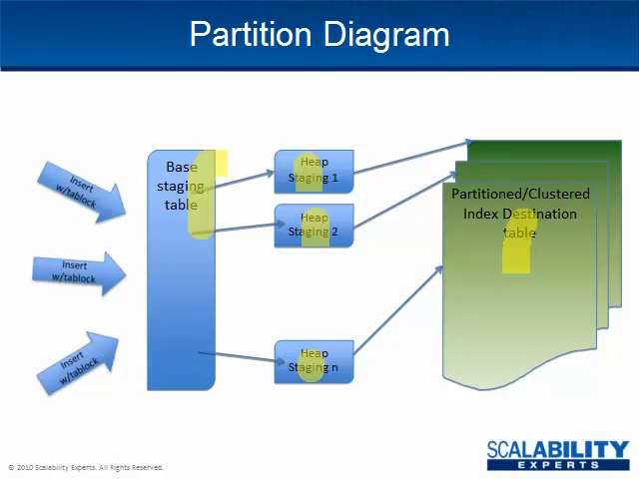And then again, I can parallelize this process and I can load each of the heap staging tables in parallel. So basically each one of these queries here is a ranged query. So I'm going to pull data out of the base staging table into heap 1 that matches the clustered index and the partition for my target table. Same with heap table 2. I'm going to have a query that maps the heap table 2 to partition table 2 and my destination.